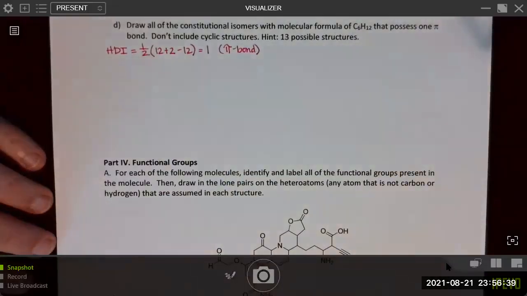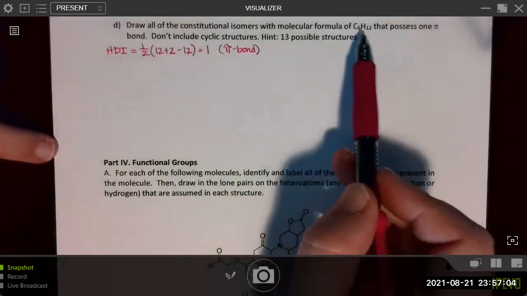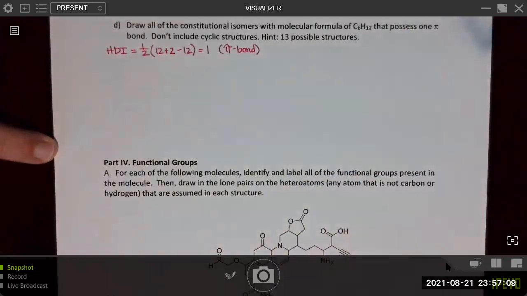This is the one that students struggle with the most because there's so many possibilities and students inevitably end up drawing the same thing more than once without realizing that. So it's really important to be systematic, right? And to use our skeletal structures to our advantage to generate the 13 possible structures. Okay, first of all, we don't have any heteroatoms in the structure. There's no nitrogen, oxygen, or halogens. So we're just dealing with carbon and hydrogen, right?